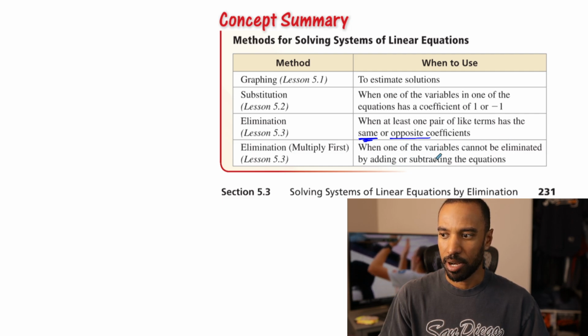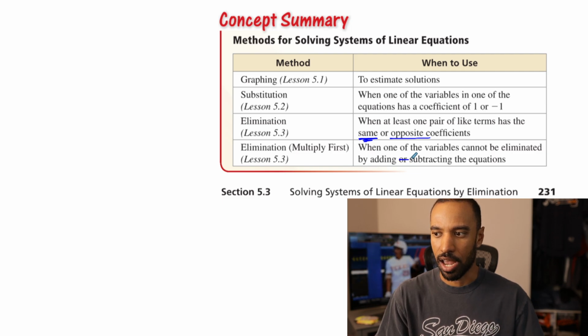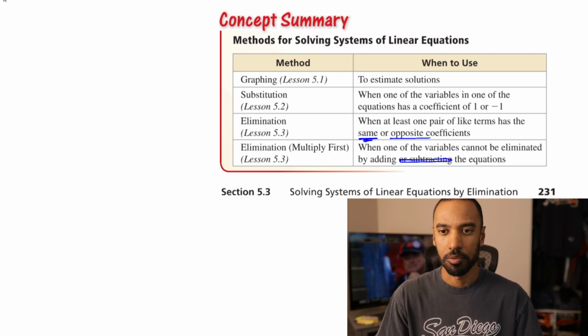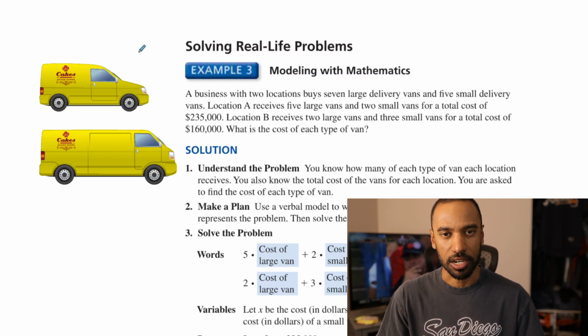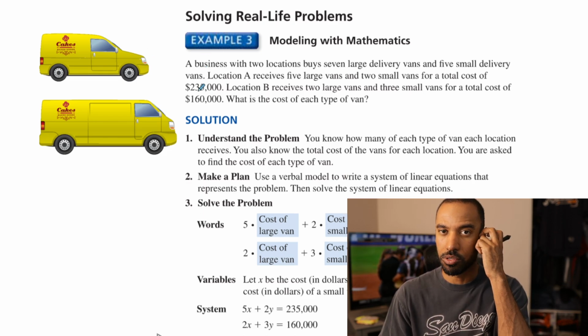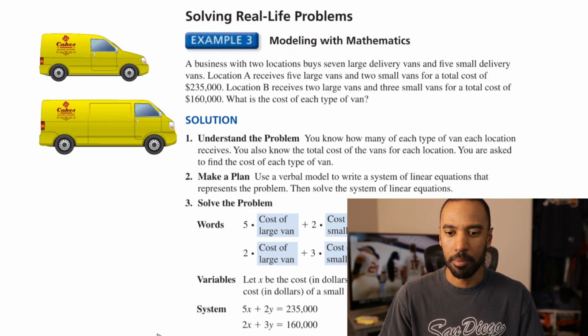When one of them cannot be eliminated by adding or subtracting, I guess that gets back to my question, when we, and again, not adding or not subtracting. If I added right now, would a variable eliminate? Well, we'll have to multiply first in that scenario. Now, this is the elimination section, so I assume we're going to be focusing on elimination in a vacuum. But when we hit the review stuff, get ready to also use substitution. All right, let's do a word problem, and then we'll probably get to the problem set.